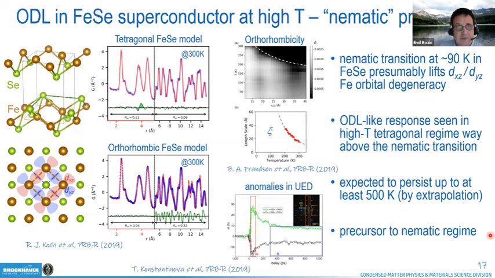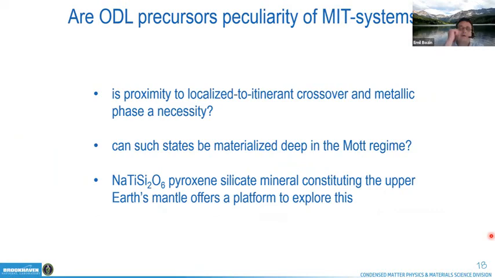So that's fine. We can come to the question that we wanted to address in the study that I'm basically featuring here. And that is, are those orbital degeneracy lifting precursors somehow a peculiarity of systems that are close to a localized to itinerant crossover or metallic phase? Is this necessary? Or can you actually observe such states deep in the Mott insulating regime where charge fluctuations are suppressed?